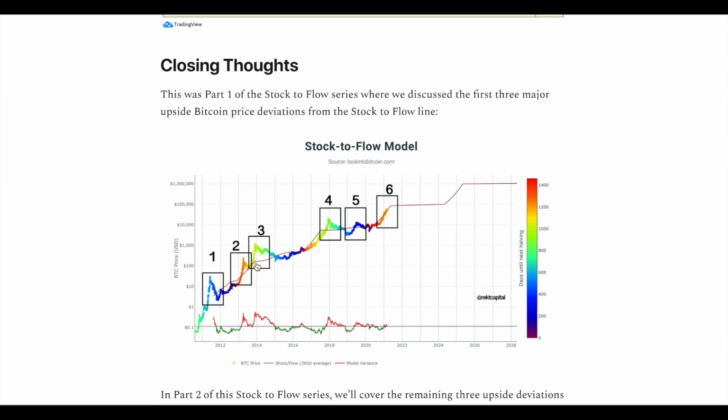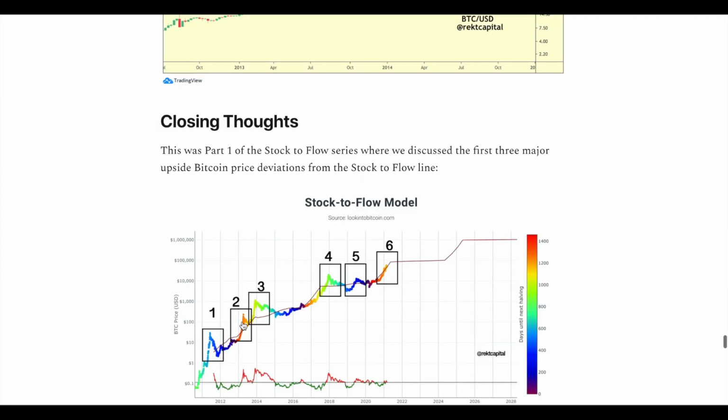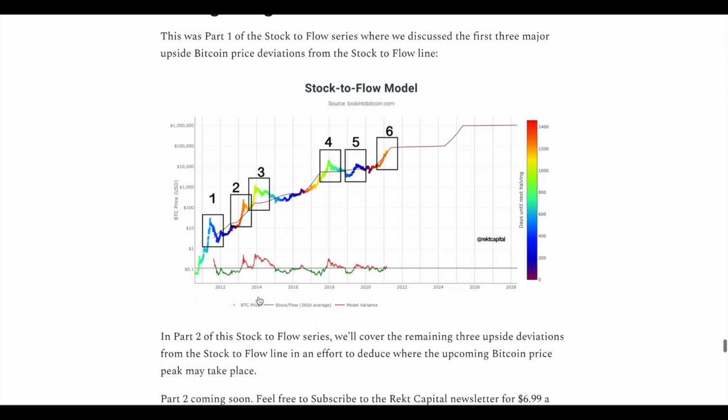They recur throughout history, but they're also very important in preceding bull market tops. So in this first instance, I believe we had a 1,100% increase in Bitcoin's price action beyond the stock to flow line. Here we saw a 400% price increase beyond the stock to flow line, and here we saw a 500% increase. So these upside deviations are quite volatile. They may be changing over time as the market matures, but still fantastic upside can be achieved beyond the stock to flow line. So in part 2 of this series, I'm going to be covering deviations 4, 5, and 6.